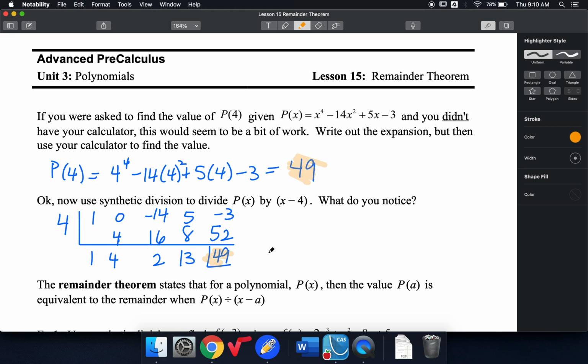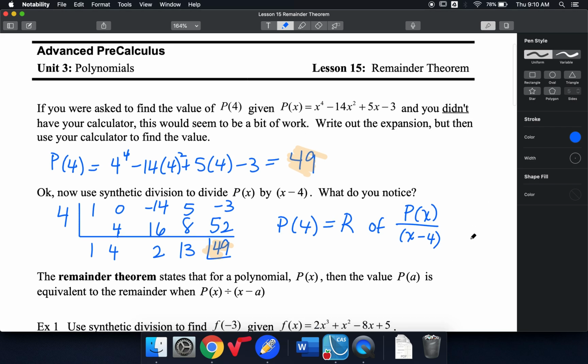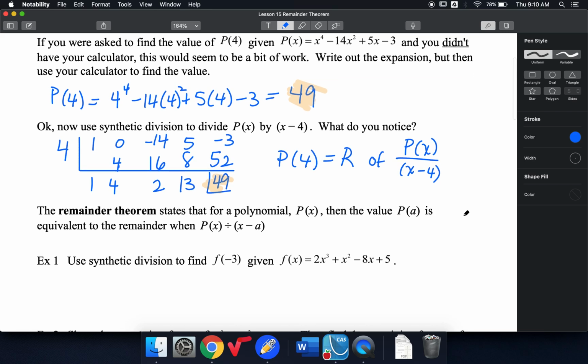So it appears that p of 4 is equal to the remainder of p of x divided by x minus 4. This is super, super handy because it lets me calculate values really quickly. But more importantly, it lets me quickly know if something is a factor or not.